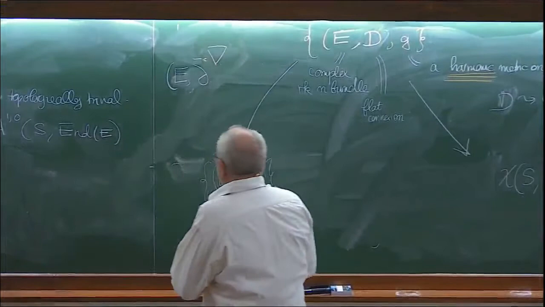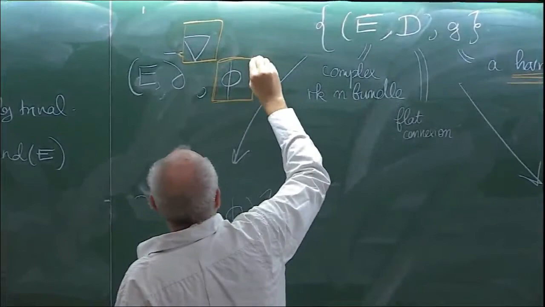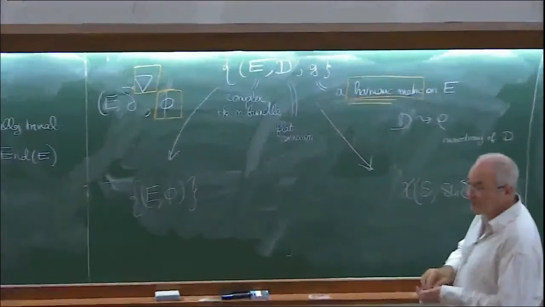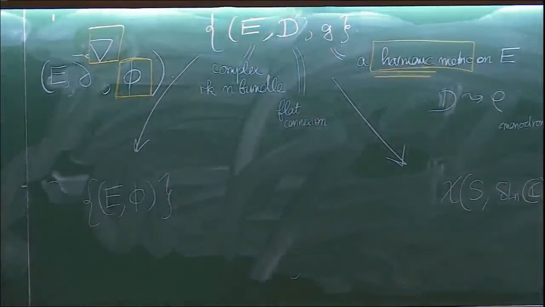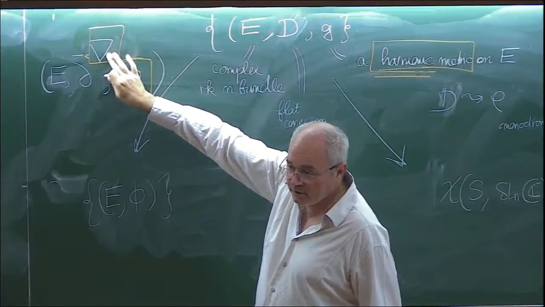So I have to explain what this nabla is, and I also have to explain what this phi is, and I have to explain what this harmonic metric is. Even to prove the obvious maps, I need to define what the harmonic metric is, and what this nabla is, and what this phi is. This nabla will be a Hermitian connection. It's not going to be the flat connection. So how does this work? What is the harmonic metric?